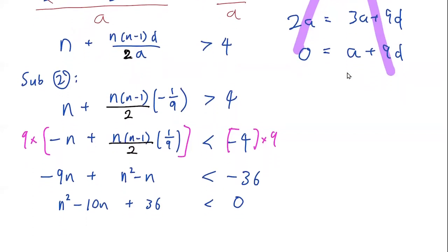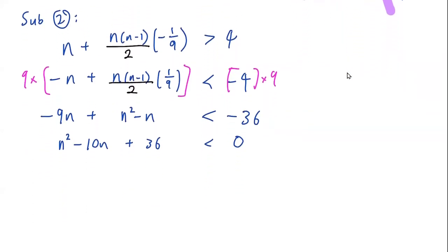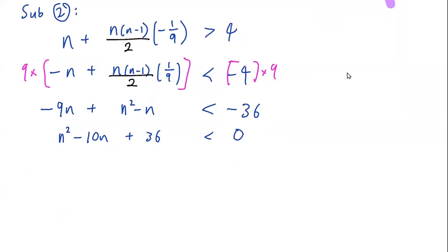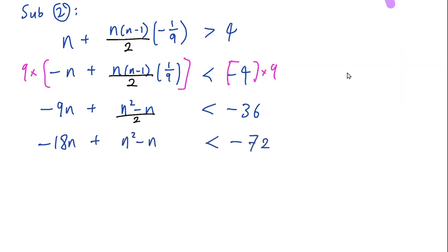Let's see. Multiply 12 by 9. I still have a divide by 2 here. Okay, I don't want this line. I'll just multiply 12 by a 2 as well. So I get minus 18n plus n squared minus n less than negative 72. n squared minus 19n plus 72 less than 0.